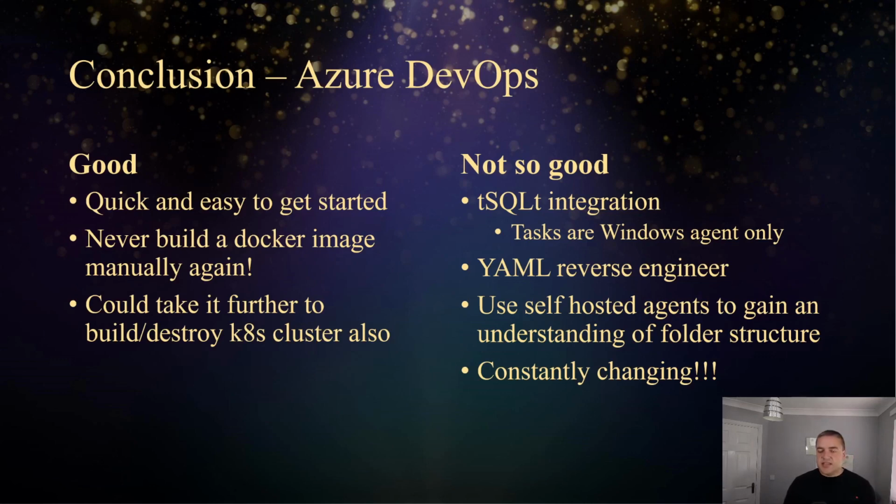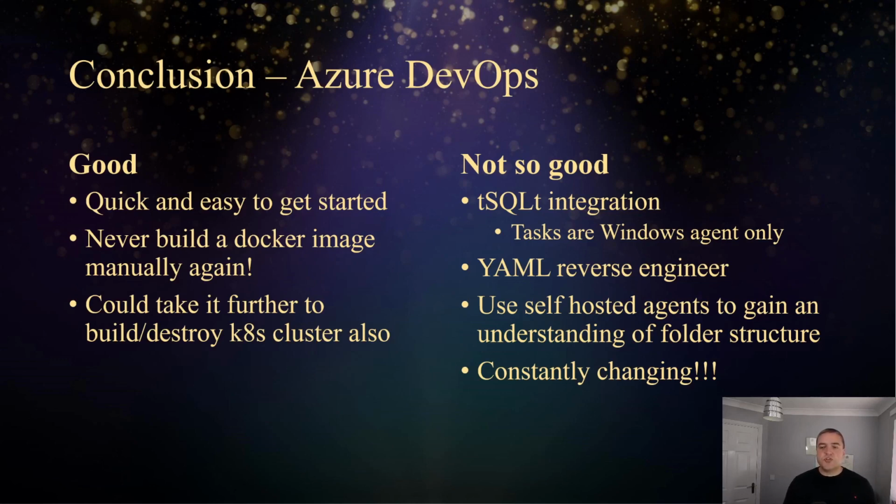You could actually take things a little bit further and have the build or the release process create the Kubernetes environment if you so wanted. It does take anywhere from 5 to 20 minutes, so I just had it already pre-built and it's constantly running in the background. On tSQLt integration, I mentioned the tasks are there and they are great, but they're Windows agent only. You can reverse engineer the YAML out of these tasks if you want to create your own YAML pipelines. I've found it's hit and miss as to whether or not that works.